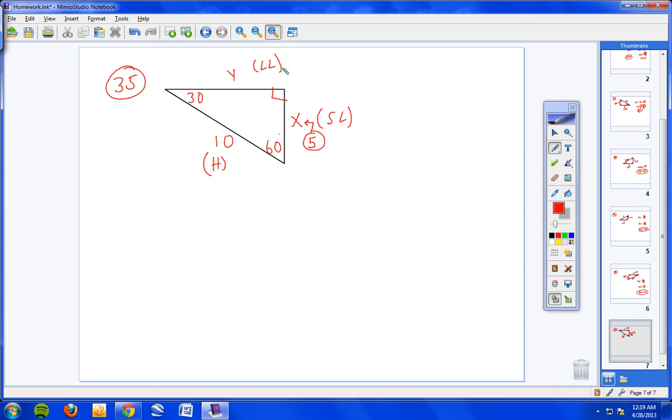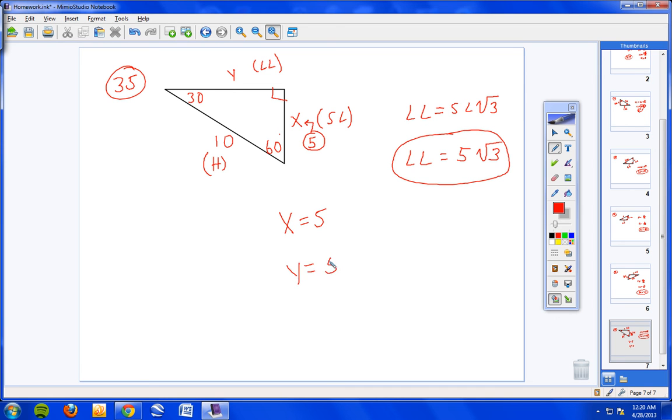Now how do we find the longer leg? Well, we have a formula for that. It's character trait number 1. Longer leg equals shorter leg times the square root of 3. So longer leg equals, what is the shorter leg? It's 5. So the longer leg equals 5 square root of 3. Of course, that's y, by the way. So technically we should say x equals 5 and y equals 5 square root of 3. So there's your 2 answers for number 35.